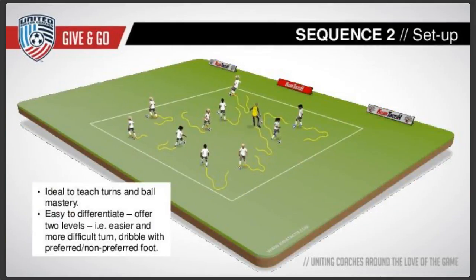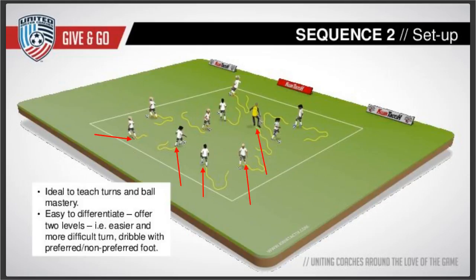Okay, so now we go to our sequence number 2. This one, same idea. We still have players with a ball, but this is an ideal environment for our players to work on different turns. If we are going to encourage our players to use different movements in a game, this is a good chance for us to practice them and for the coach to demonstrate.